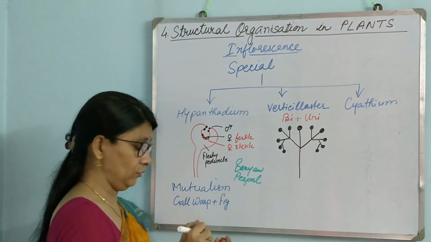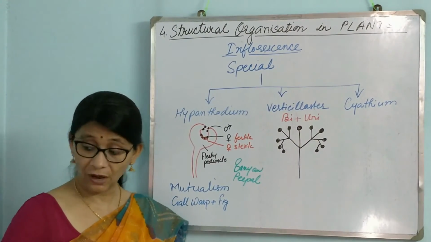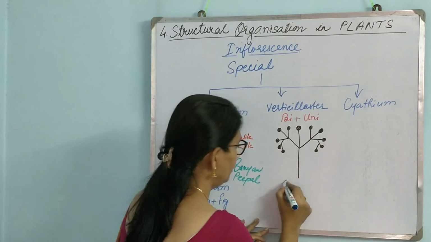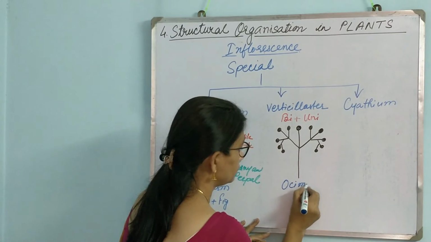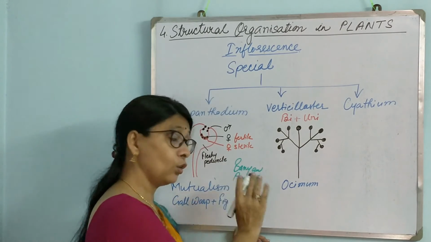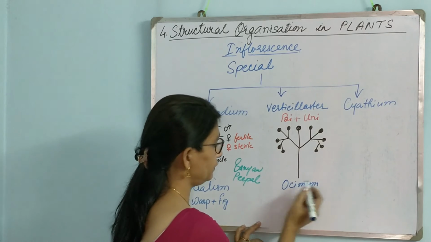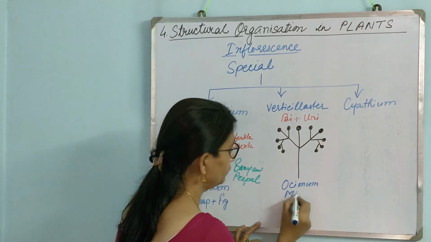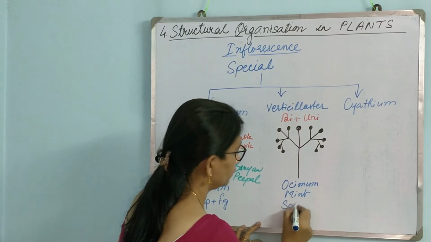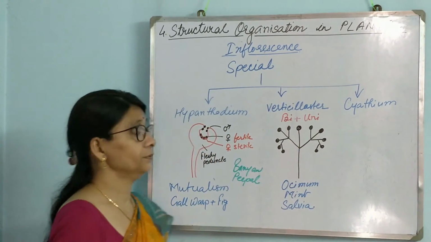This kind of inflorescence is found in ocimum, which is tulsi. So you all must be having tulsi plant in your house. So go and check the inflorescence. So you will come to know what kind of inflorescence these are. Then mint, salvia. You get verticillaster inflorescence.